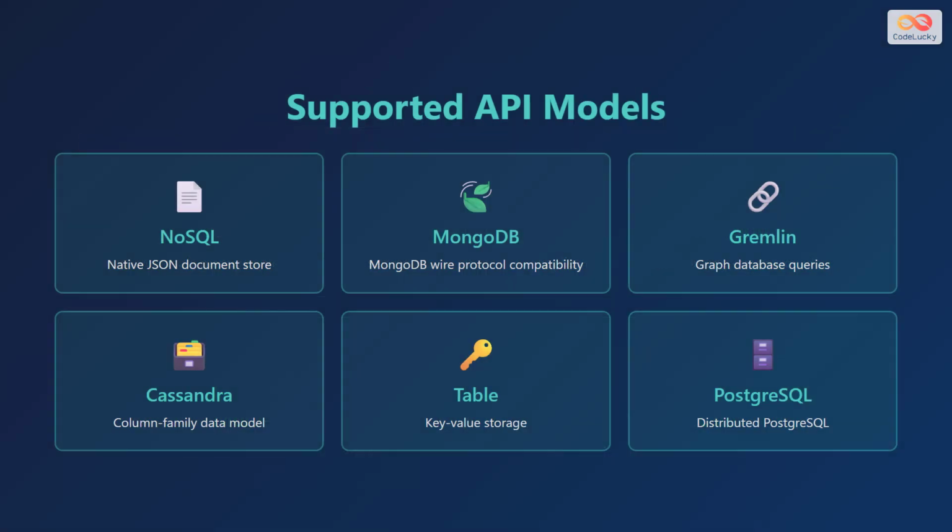Cosmos DB supports 6 different API models. The NoSQL API is the native option, designed for JSON document storage. The MongoDB API provides wire protocol compatibility with MongoDB, making migration easy. The Gremlin API enables graph database queries for relationship-heavy data. The Cassandra API supports the column family data model. The Table API offers simple key-value storage. And the PostgreSQL API provides distributed PostgreSQL capabilities. This multi-model approach means you can choose the right tool for your specific use case.